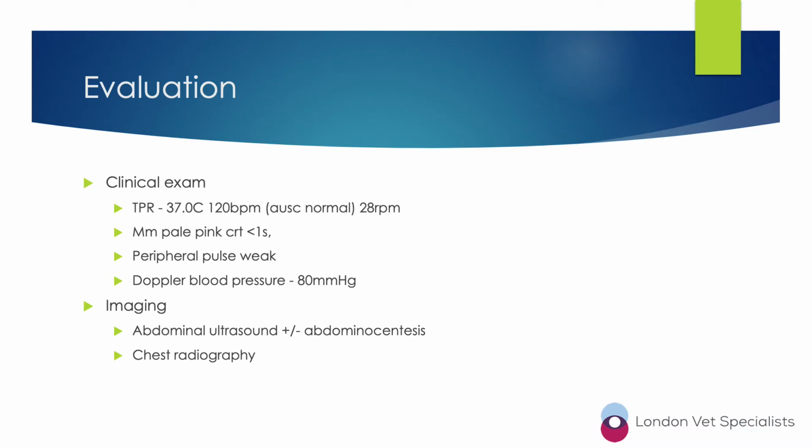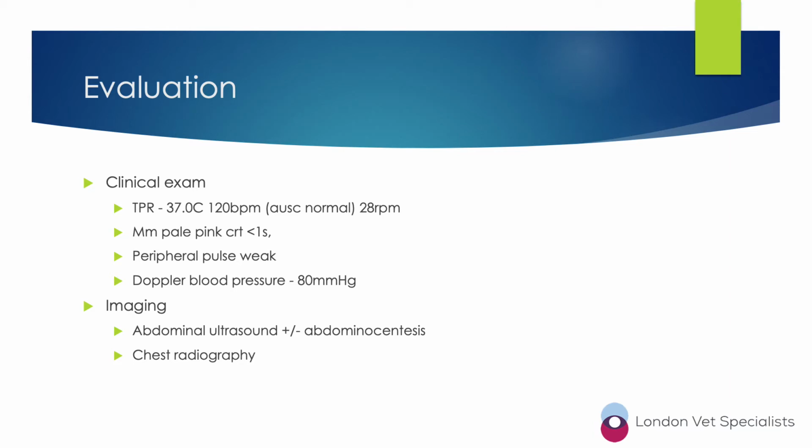So on clinical evaluation, the temperature is a little bit low, heart rate probably within normal limits for a stressed dog. Respiratory rate is increased, her mucous membranes are pale, and she has an appropriate capillary refill time. And when you're palpating the peripheral pulses in the metatarsus, they feel weak, and you take blood pressure with the Doppler blood pressure monitor, and that reveals a systolic blood pressure of 80 millimeters of mercury.